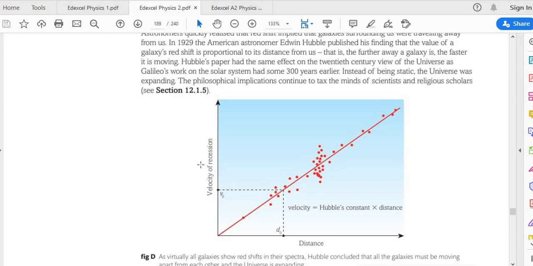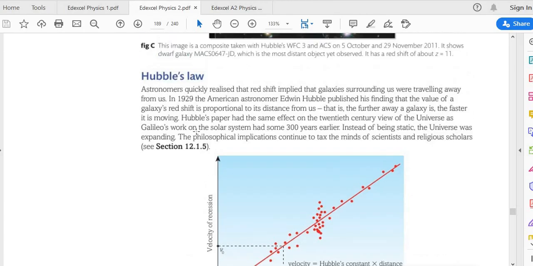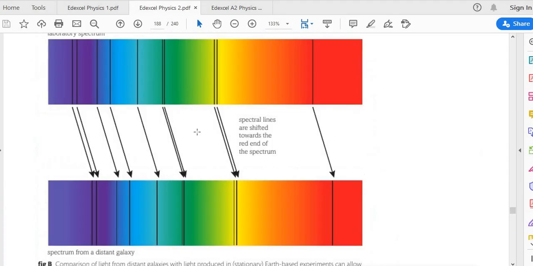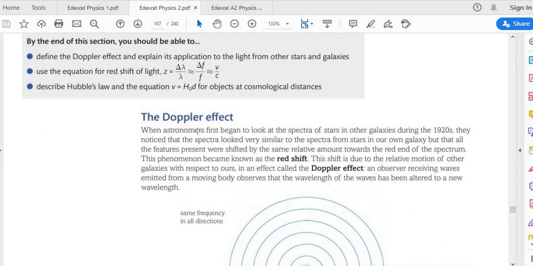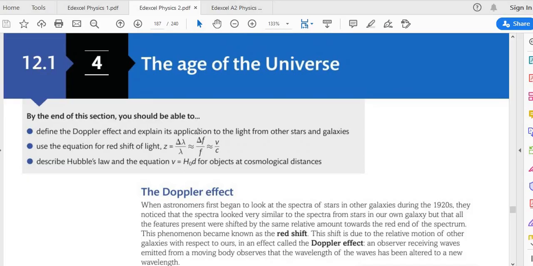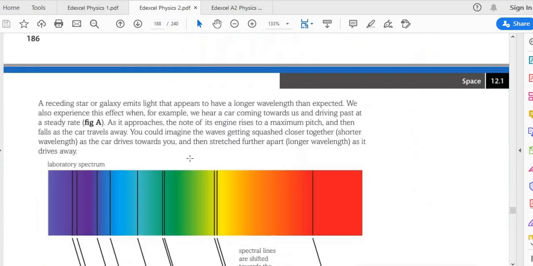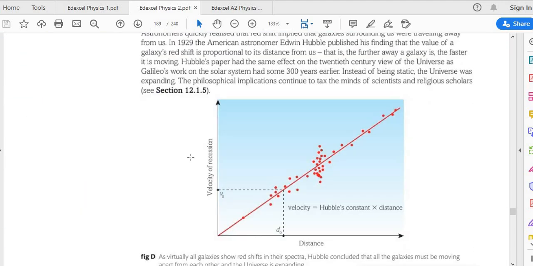The universe is currently expanding. The stars and the galaxies are moving away from us. We are in a galaxy called the Milky Way. There are billions of other galaxies, and these galaxies are moving away from each other, and also moving away from us because the universe is expanding. What this graph shows is that the greater the distance they are from us, the greater the velocity of recession. The gradient of the graph of velocity of recession versus distance is h naught, the Hubble constant, and this equation is what we call Hubble's law.